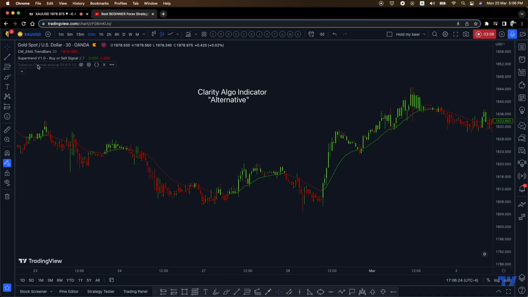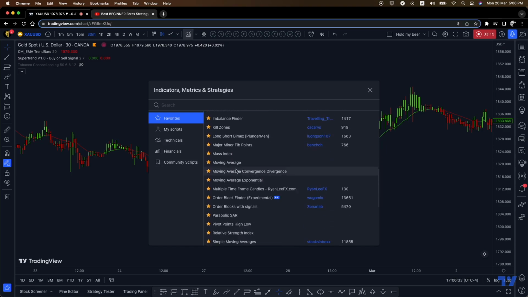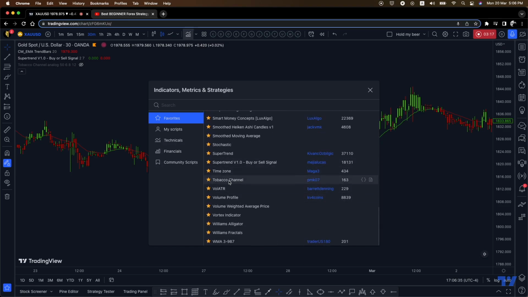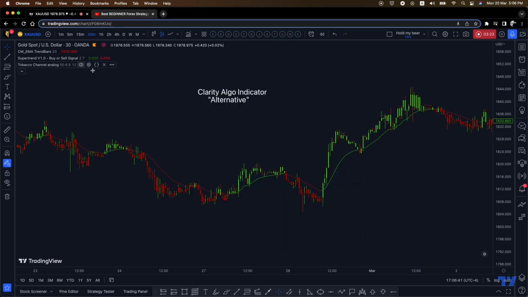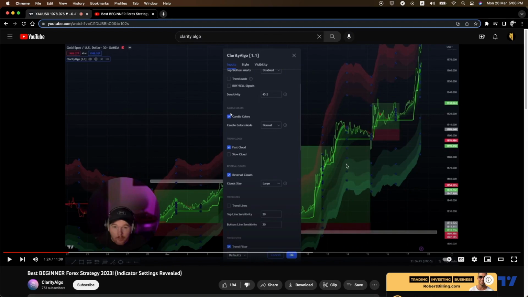So this is the actual indicator here. It's called Tobacco Channel. Just go into indicators here, and I think I have it as a favorite right now. Right, Tobacco Channel. This is the actual creator. Let me go ahead and open it so you can see. It's basically the clouds, right? And the way I have it set up is similar. The way I set it up is just by watching this, because he doesn't explain.